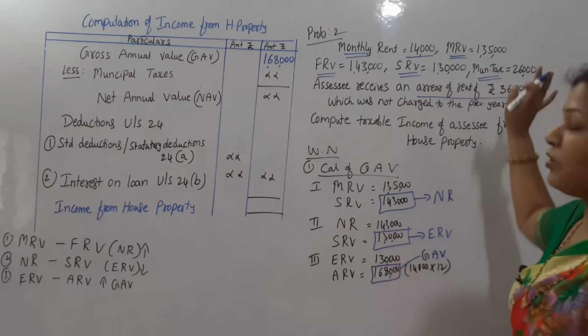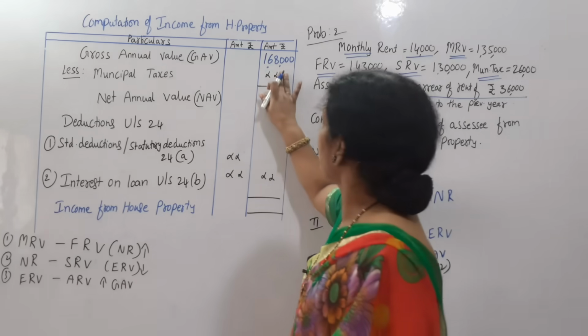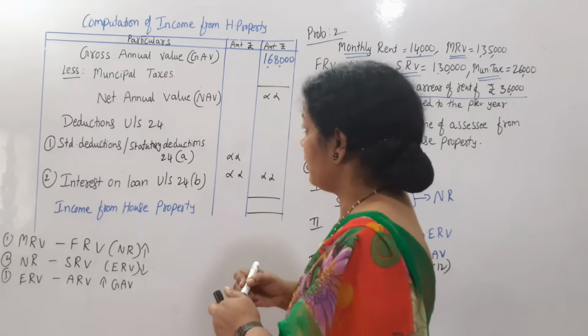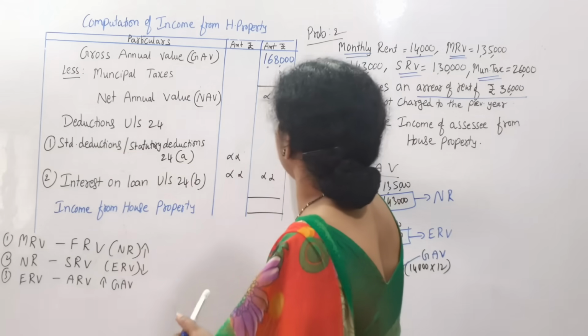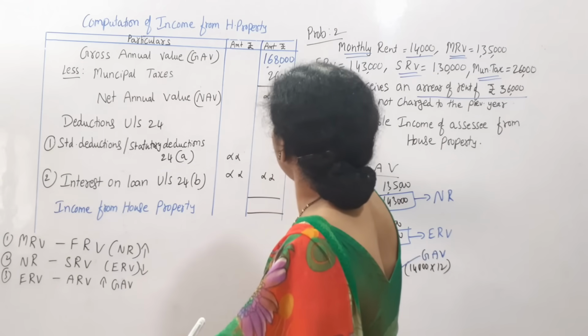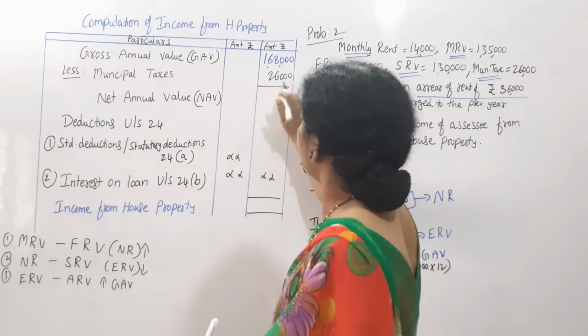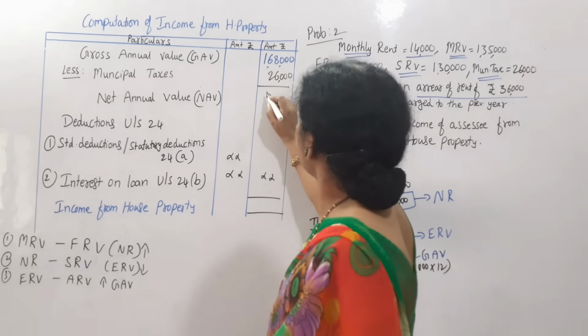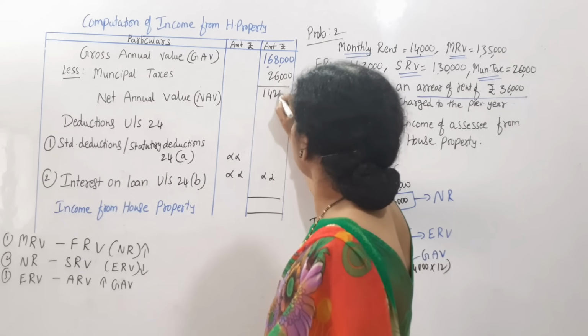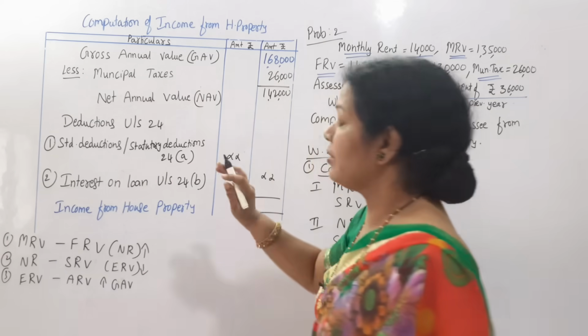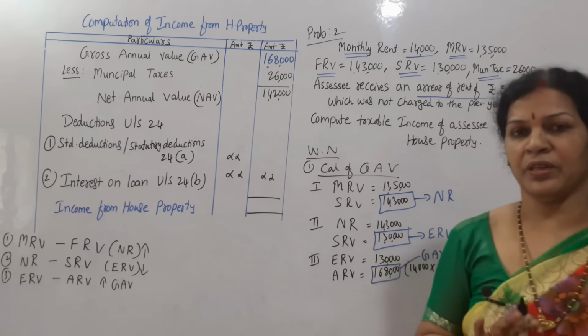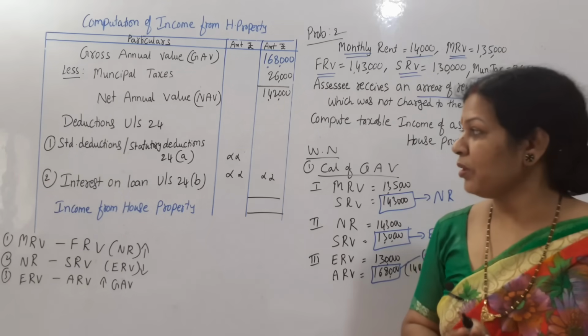Next, municipal taxes 26,000 he paid. So municipal taxes are here, 26,000 he paid. When he paid, we are giving deduction. So 26,000, if you deduct it, 1,42,000. This is net annual value. Net annual value, we got it. Now next, what to do?